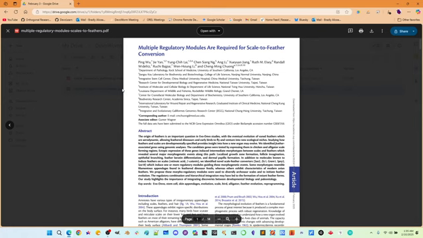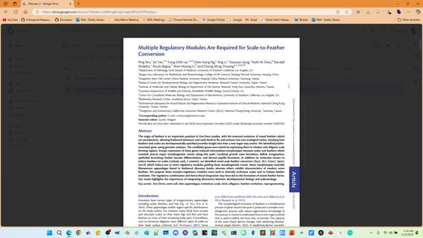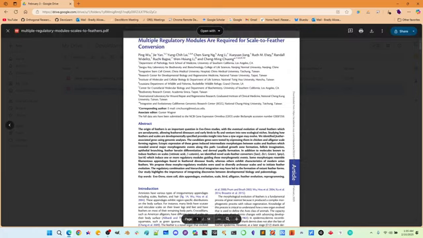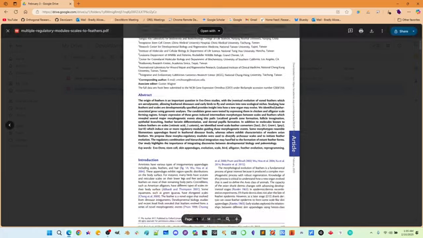Okay, now this is a fun paper. I found this paper when just looking through the literature. This is an older paper. This is from 2017, and this is from Molecular Biology and Evolution.